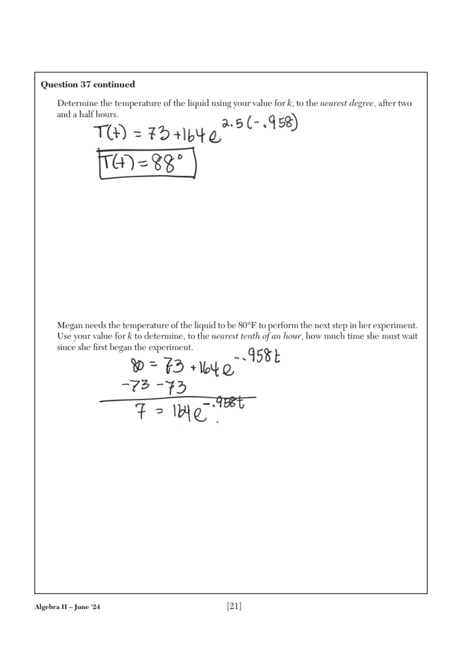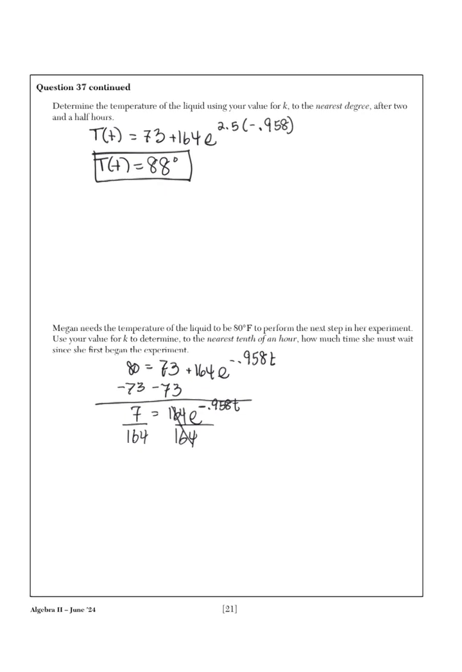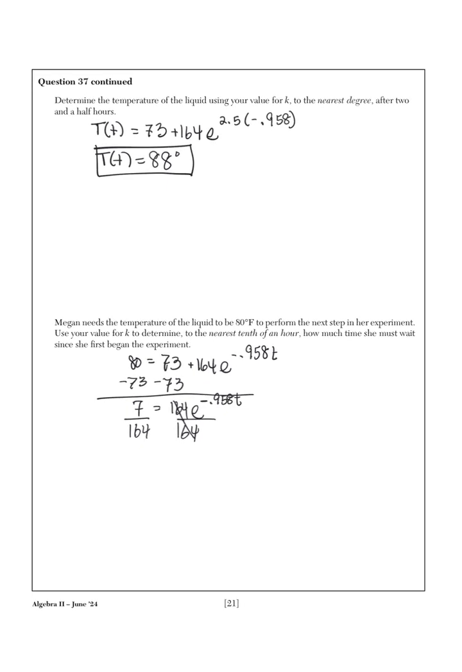0.958t. I'm going to divide out that 164, just like I did on that very first part, and leave that as 7 over 164 equals e to the negative 0.958t. Now this is the third time you're seeing this on this Regents. Remember what you're supposed to do now. I'm trying to find that exponent, and I want to bring it down. So that means I need to ln, because I have an e, and ln on the other side, and that is going to cancel out.